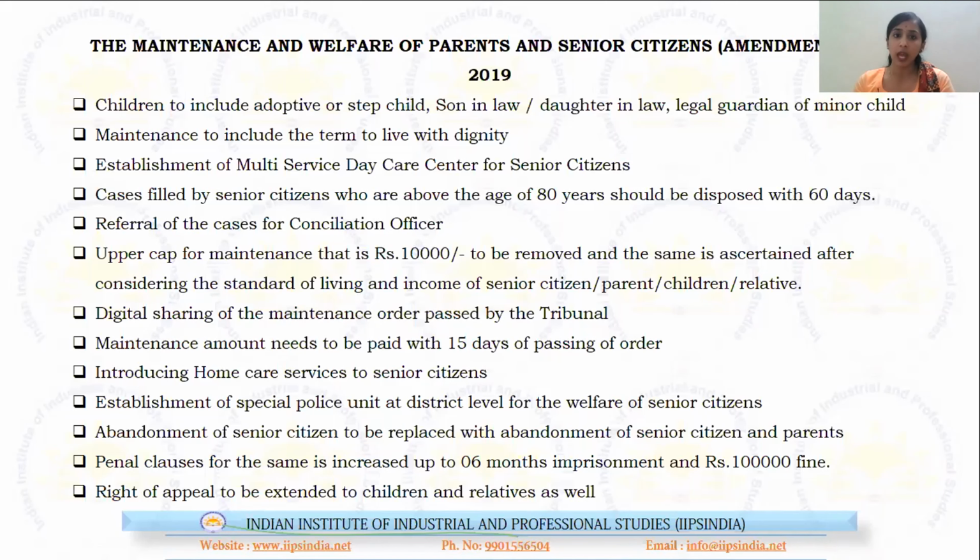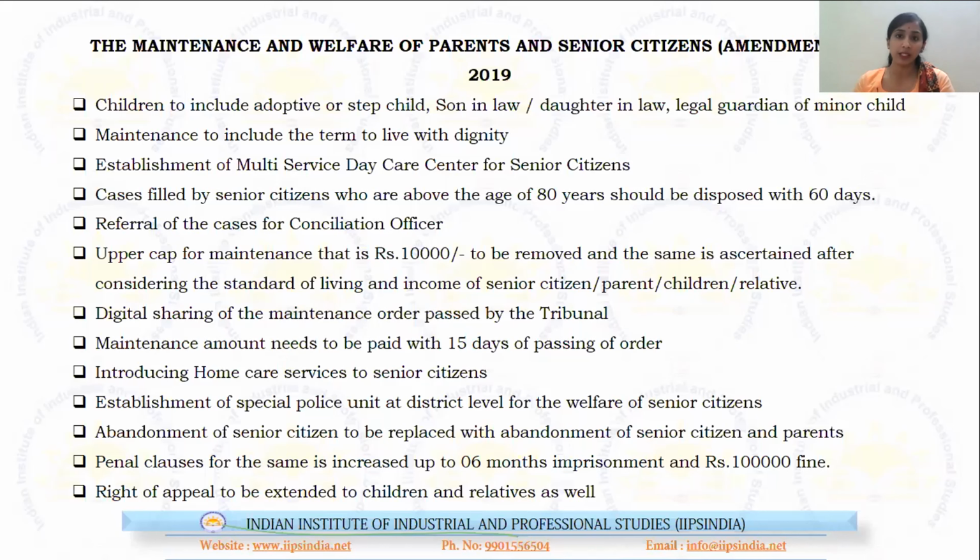The current act says that 10,000 rupees is the upper cap of the maintenance. The tribunal has no right to grant a maintenance amount of more than 10,000 rupees. And this amendment bill plans to remove the upper cap of the maintenance limit and state that the maintenance amount shall be granted considering the standard of living and income of the senior citizen, parent, children, or relative. So based on their economic and financial strata, the maintenance amount shall be granted.